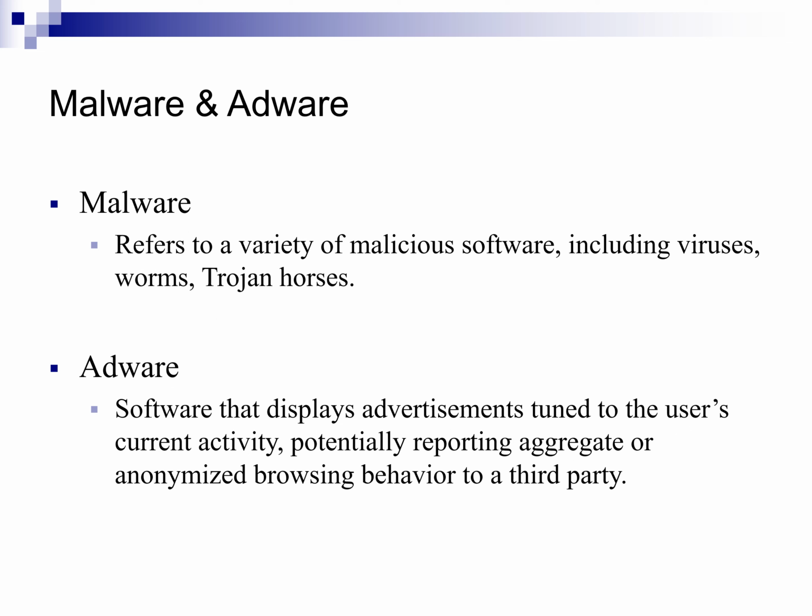At last, malware and adware. Malware refers to a variety of malicious software, including viruses, worms, and Trojan horses. And adware is software that displays advertisements tuned to the user's current activity, potentially reporting aggregate or anonymized browsing behavior to a third party.